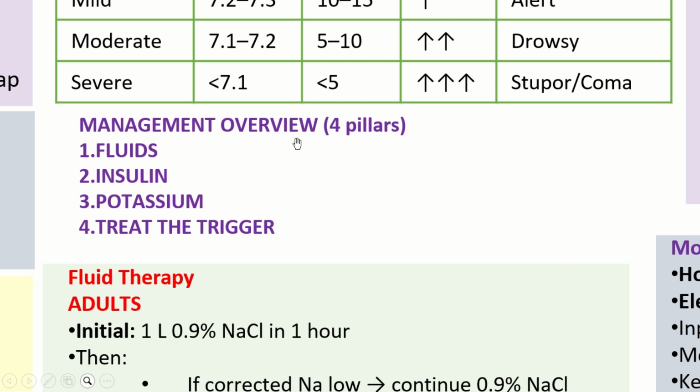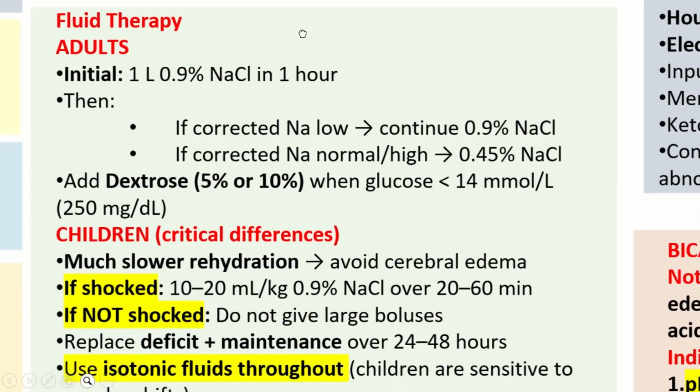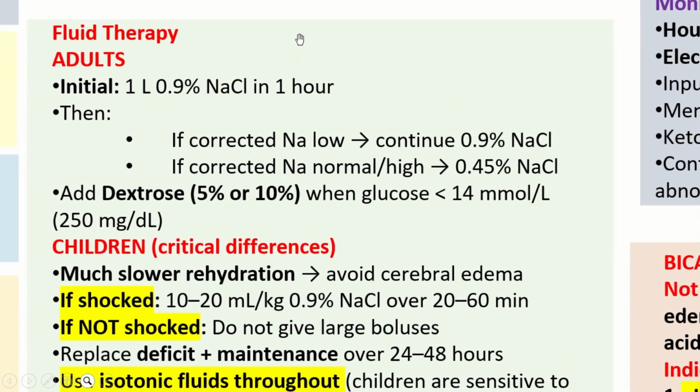And the management is going to be with the 4 pillars, and these are the 4 pillars of management of DKA. That is fluids, insulin, potassium, and then treating the trigger. And this is very important. So when you start on the fluid therapy, what we do is that initially we want to give within the first hour 1 liter of normal saline, that is 0.9% sodium chloride in 1 hour.